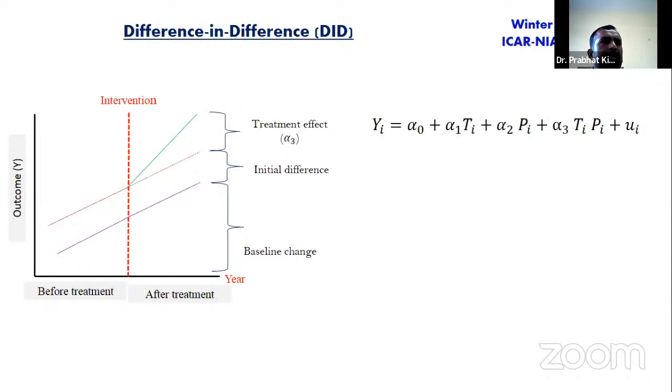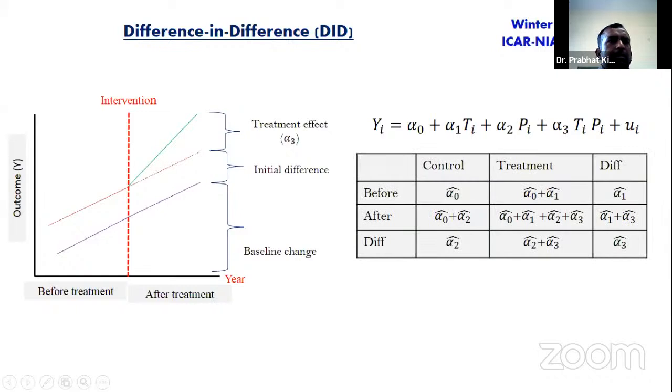And for that one, we simply put this model, and these are the interaction terms of both. So where we are interested is this one, A3, that is the treatment effect, and we wish to estimate it as accurately as possible, alpha 3, I mean.